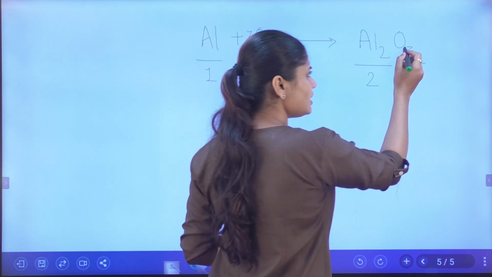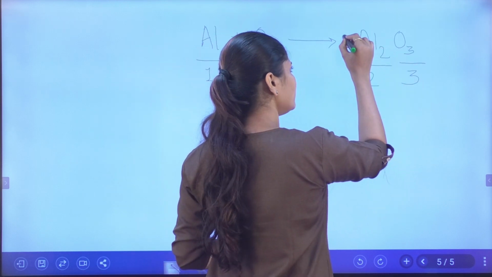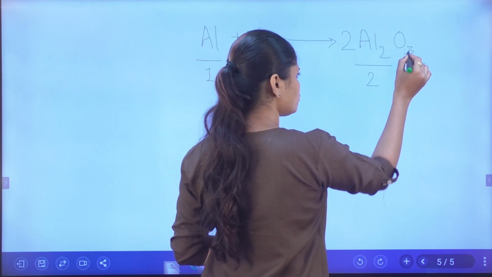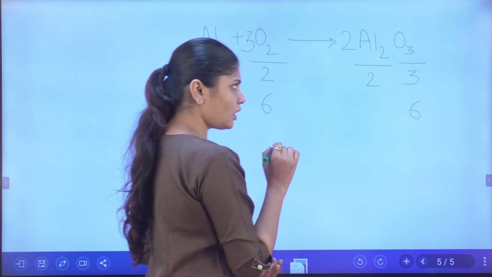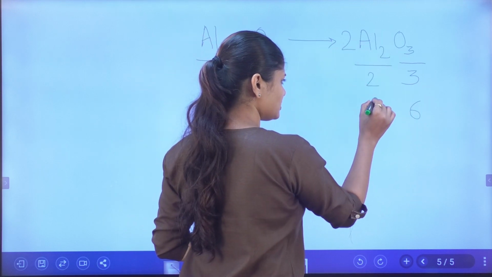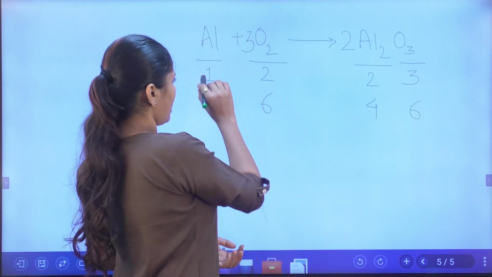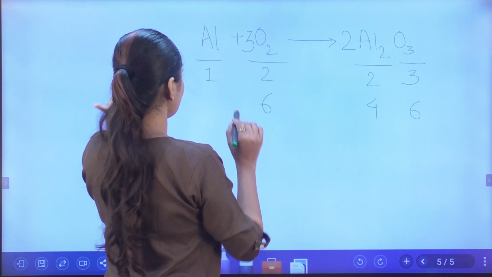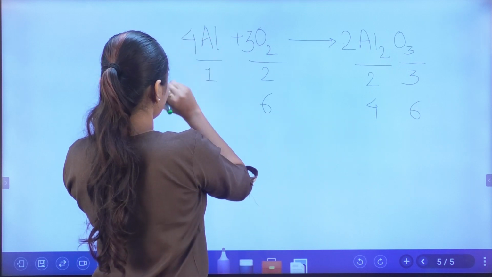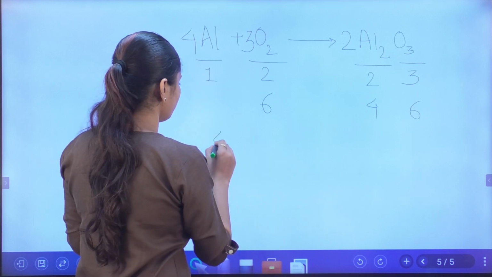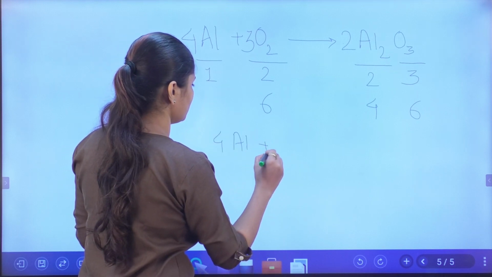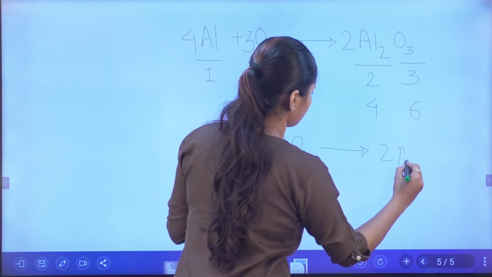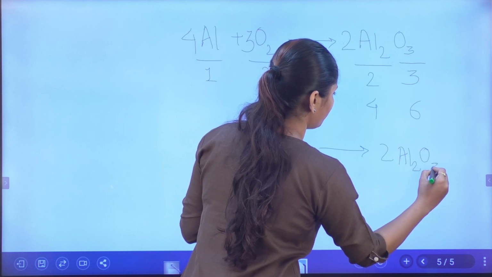Okay. Now 3 is already present here. So what do I need to write? 2. If I write 2 here, then 2 into 3 becomes 6 here. Now 2 into 2 is 4. Now simply, the 4 atoms of aluminum are here, so I simply put 4 in front of the aluminum. Now the equation becomes 4 aluminum atoms plus 3 oxygen molecules, which gives 2 aluminum oxide in our product.